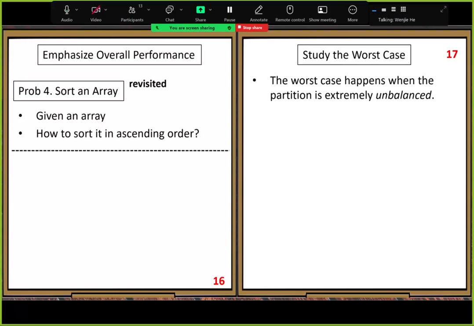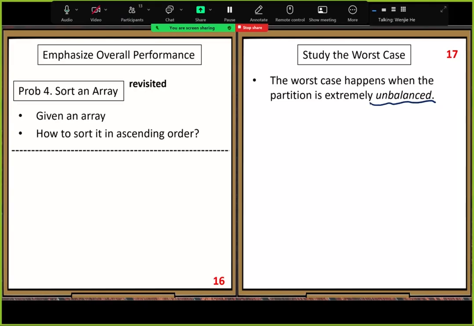But if we use our standard partition step, the one we discussed in D.4, then some special input data can force our algorithm into an unbalanced partition result. That could happen.